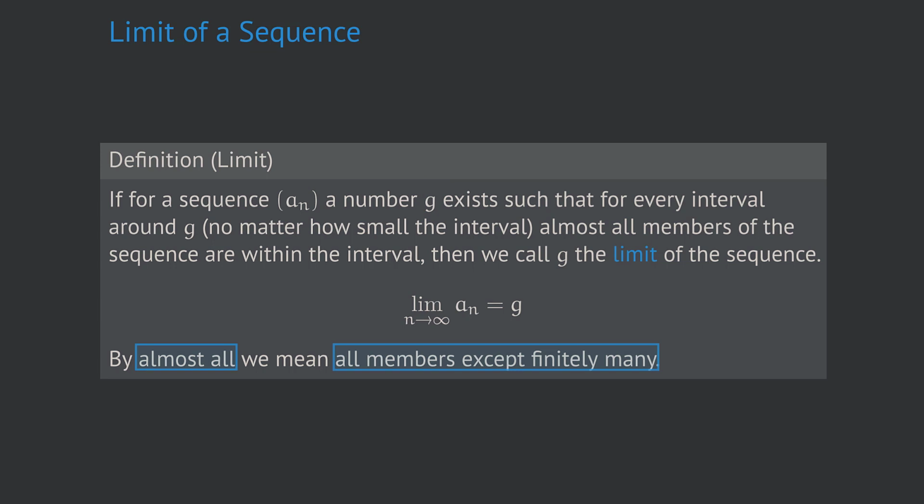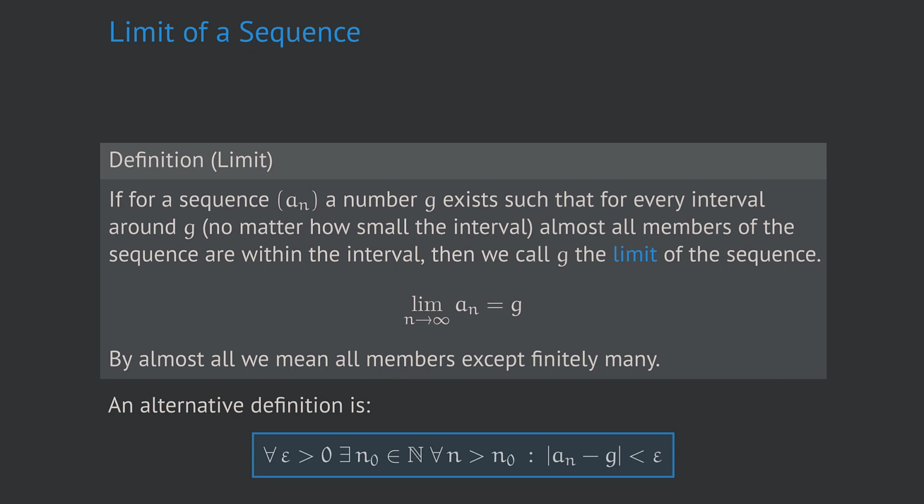No matter how many these finitely many are, they might be billions. Compared to infinity, that's still almost nothing. If the number g is the limit of the sequence, we write the limit as n goes to infinity of a_n equals g.